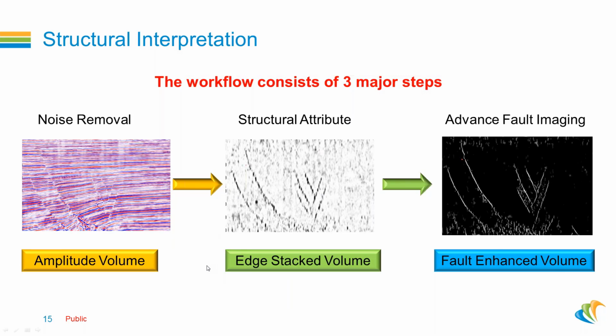We are offering this workflow in all our processes. We base our interpretation first on very good quality data. To do that, we first apply the noise removal processes. Then we calculate different attributes. In this example, we have the horizon edge stack attribute that we use for many of our processes inside Earth. And finally, we use the advanced fault imaging to generate the volume with the fault probability, and then use that to generate the fault planes.